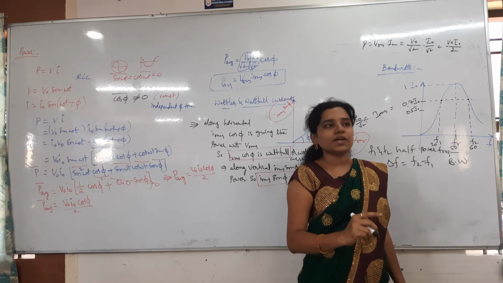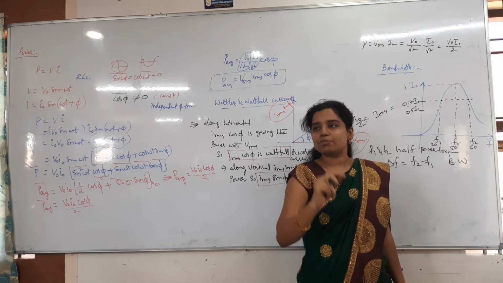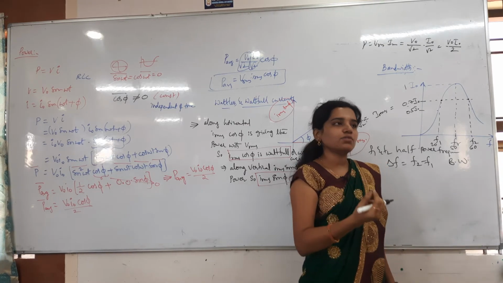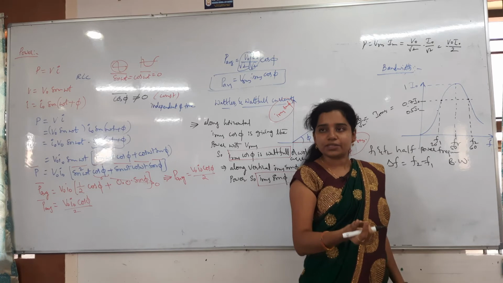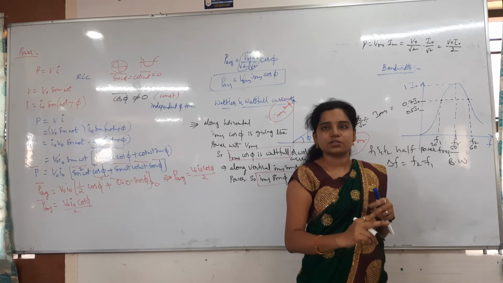What is the formula of the Q factor? Q is equal to 1 by R into root L by C. You might take that as the voltage of the inductor, otherwise it is the capacitor. The formula is the same, there is no change in the formula. If you want, you can check it that way also.